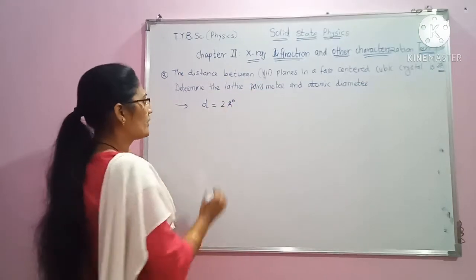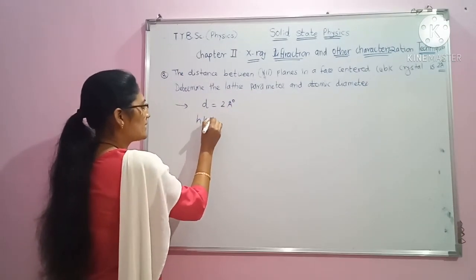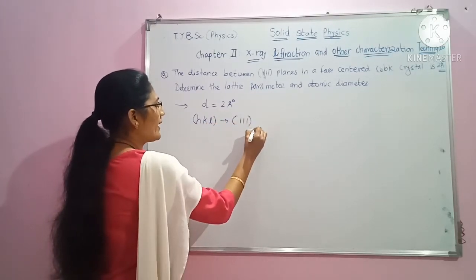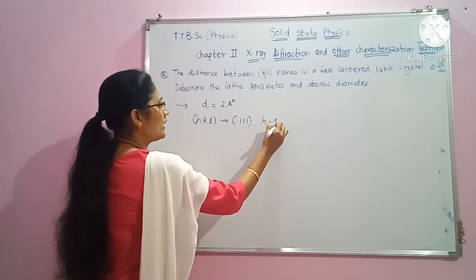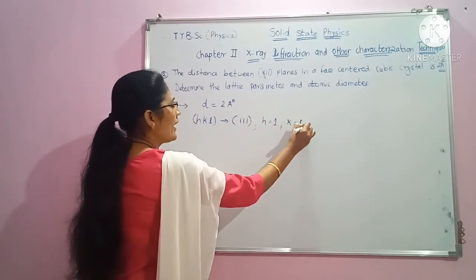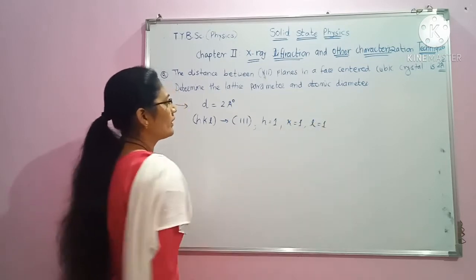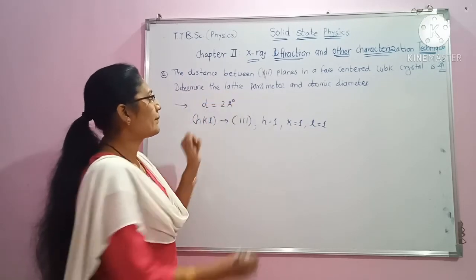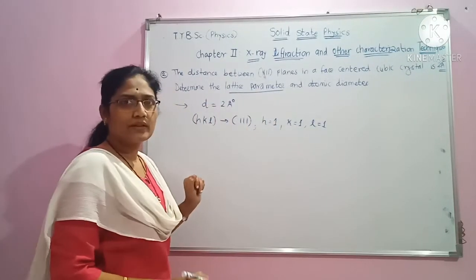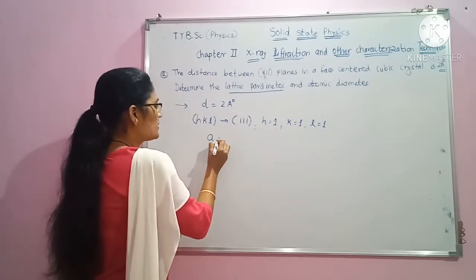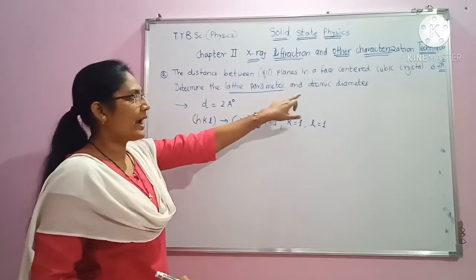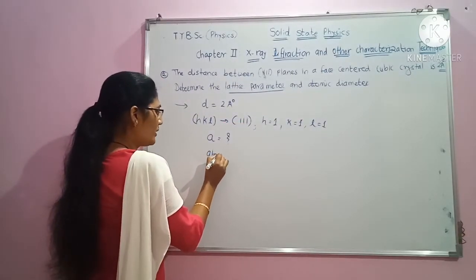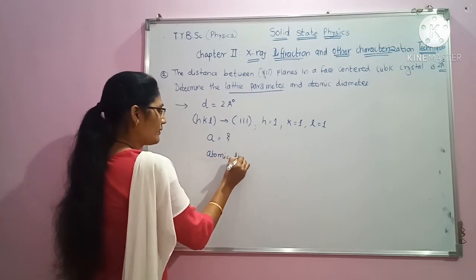And the planes are given, meaning these are HKL planes. HKL planes are given as 1, 1, 1. It means that the H value is equal to 1, K value is equal to 1 and L value is equal to 1. Now, they have asked us to determine the lattice parameter. Lattice parameter is nothing but the value of A. And the atomic diameter.